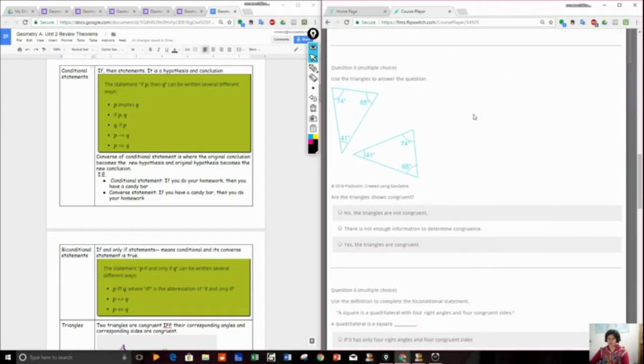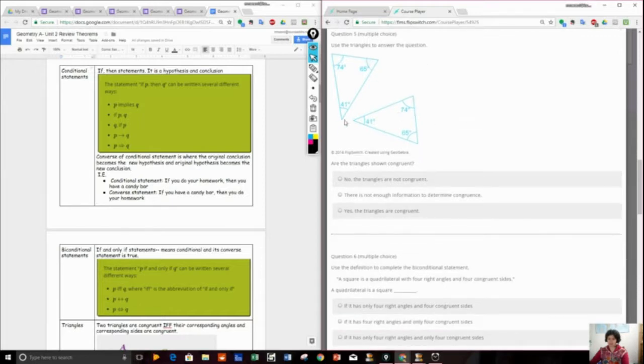Alright, use the triangles to answer the question. So I'm looking at these triangles and I'm noticing that we have 74 degrees, 65 degrees, 41 degrees. We have 41 degrees, 74 degrees, and 65 degrees. So are the triangles shown congruent? No, the triangles are not congruent. There is not enough information to determine congruence, or yes, the triangles are congruent.